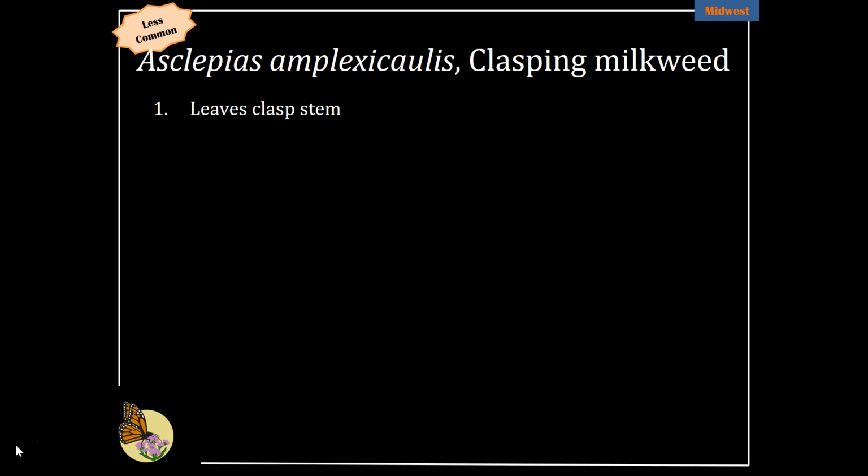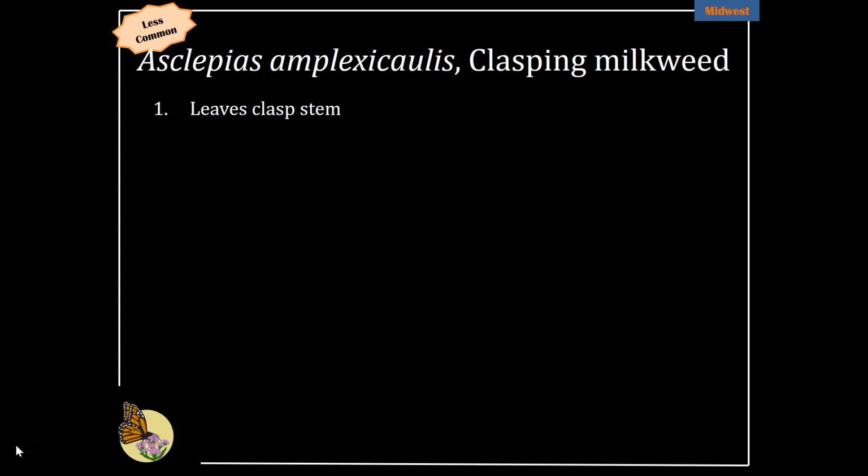Now we'll cover a few less common milkweeds. Some of these are on the periphery of their range in the Midwest and are less frequent because of that. Others are more conservative species that require high-quality habitat and therefore won't be found in degraded habitats. Asclepias amplexicaulis, or clasping milkweed, is ranked as highly conservative in many Midwest states, meaning that it can only grow in a relatively narrow range of conditions.